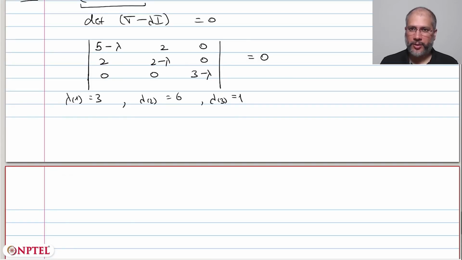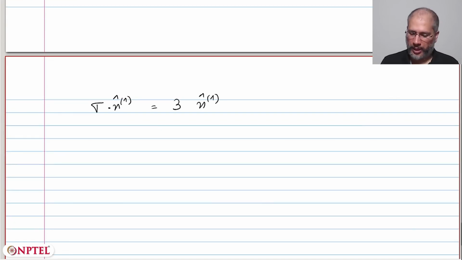So to get the eigendirections, we have to write sigma dotted with n1 is lambda 1 times n1, and we know that lambda 1 is 3, so this becomes 3 times n1. So this can be written as sigma minus 3 times I dotted with n hat 1 equals 0.